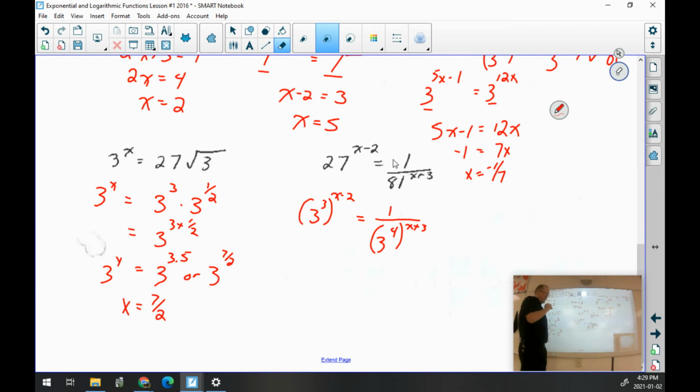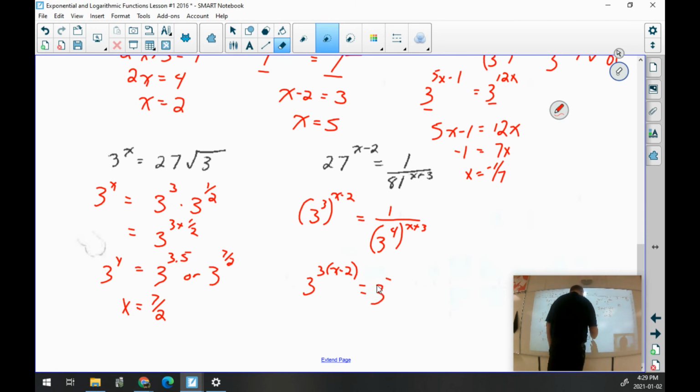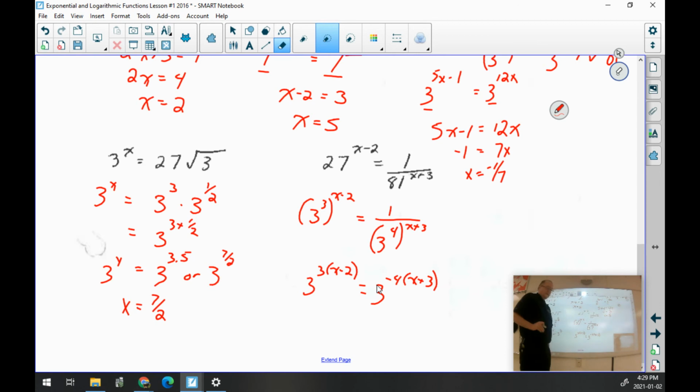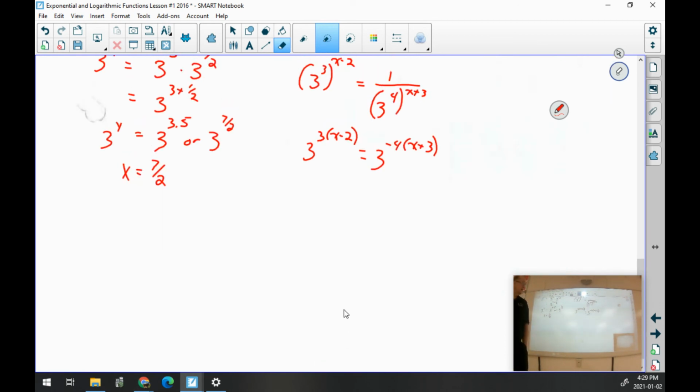Now we have a fraction, so let's get rid of that fraction. Instead of writing it as 3 to the power of 4 in the denominator, I'm going to write it as 3 to the power of negative 4. So that fraction, that reciprocal, can be dealt with by dealing with the negative. Our bases are now the same again.